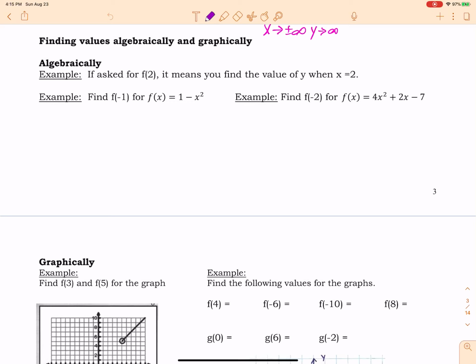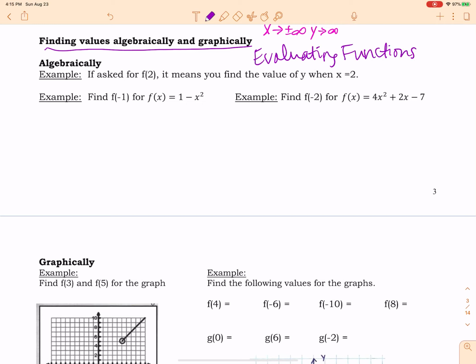Okay, pre-cal babies, we are at the bottom of page 3 of our notes, and we're going to talk about how to find values algebraically and graphically in a function. Another way to think about this is evaluating functions. Let me just write that here. I think that's the title of the video.